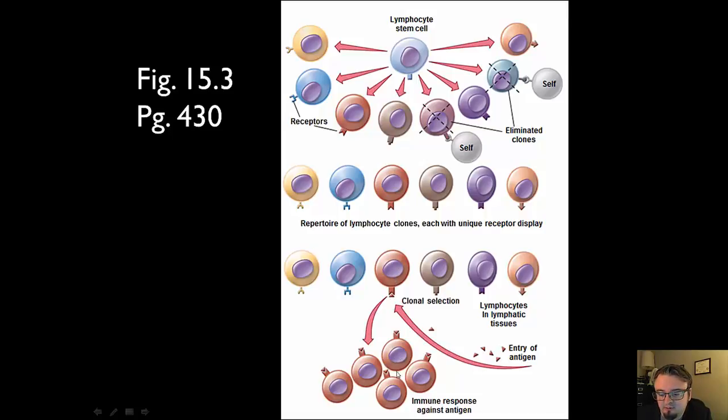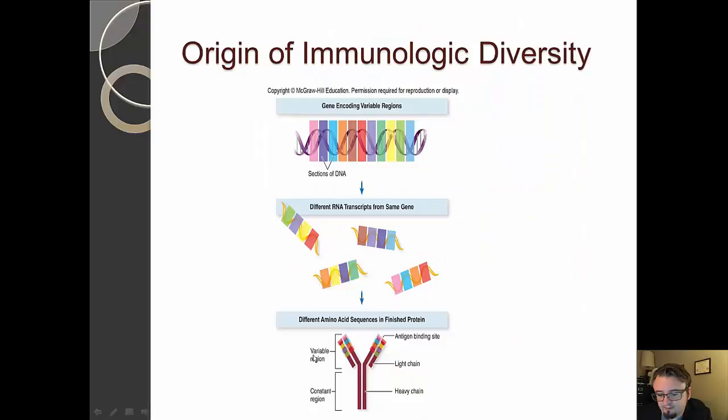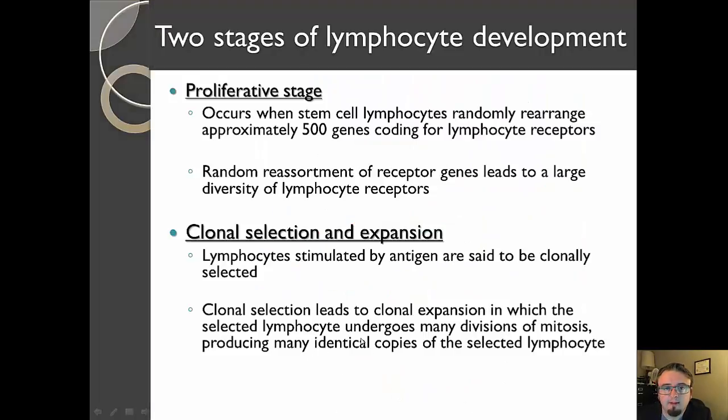So it's been selected, and now it's going to expand, making copies of itself. The other ones don't expand, just the one that's selected. So you start with a random array of lymphocytes with all sorts of different random possible antigen configurations. At some point, the ones that actually have a match to what you're being exposed to get triggered, and they now make copies of themselves. So now you'll have more and more of that particular type.